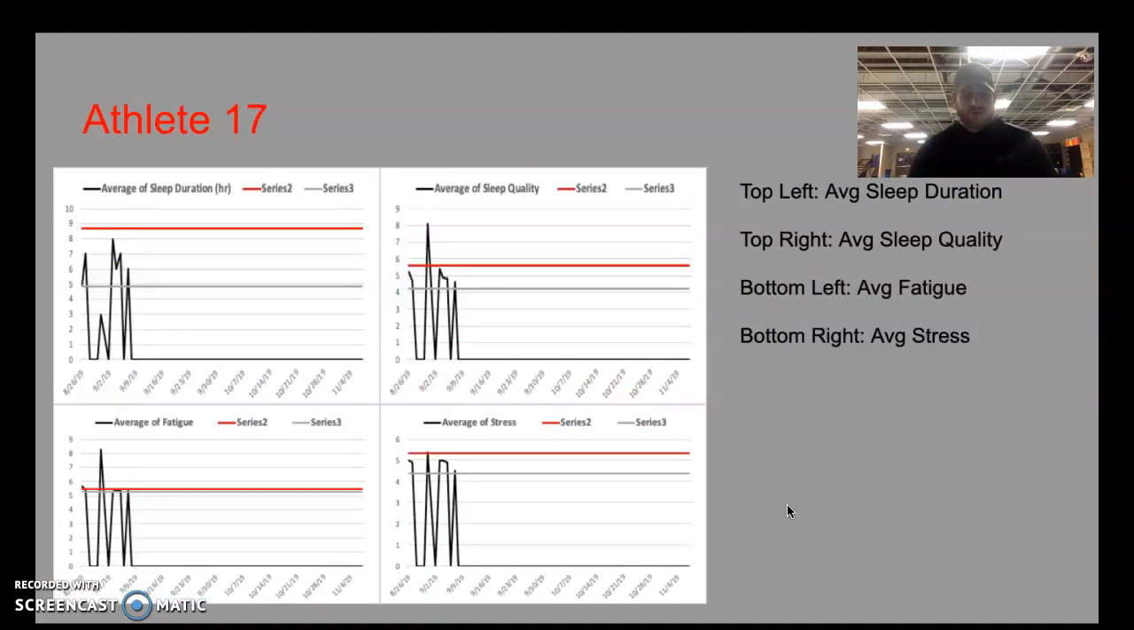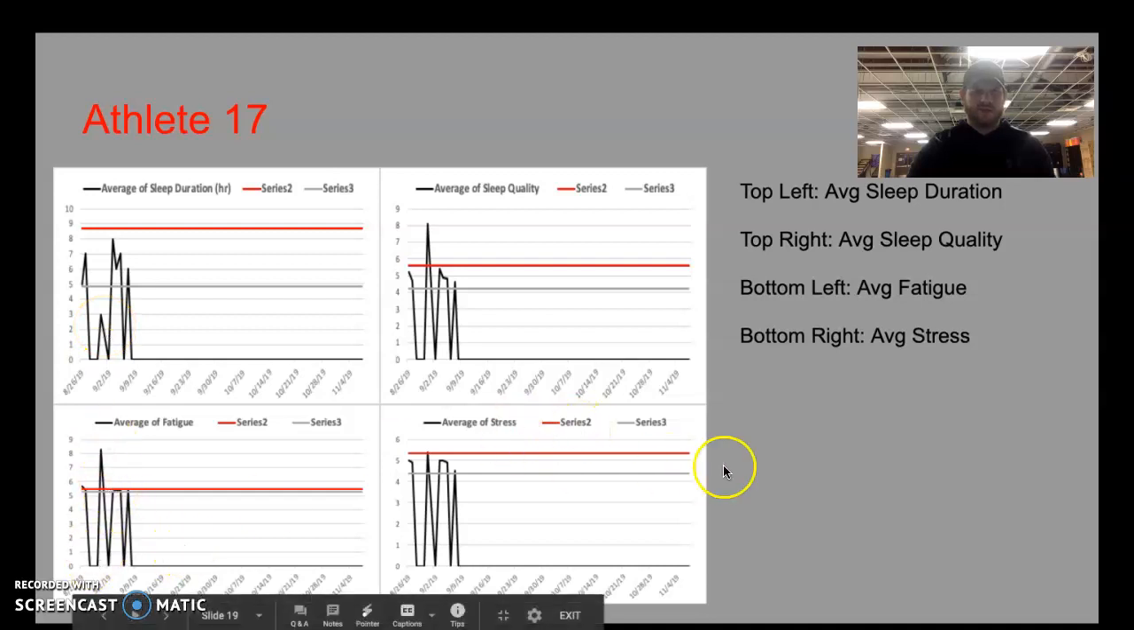Athlete 17, this is where it starts to get kind of difficult because we don't have all the data that we would like to have for these athletes, but here we can see from the subjective data, their sleep quality and fatigue and stress are at their highest during week 2, and their sleep duration is low. So they're having good deep sleep, but they haven't slept a lot. And their fatigue and their stress is extremely high.